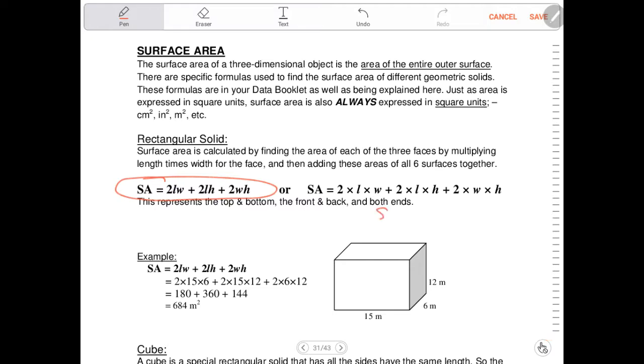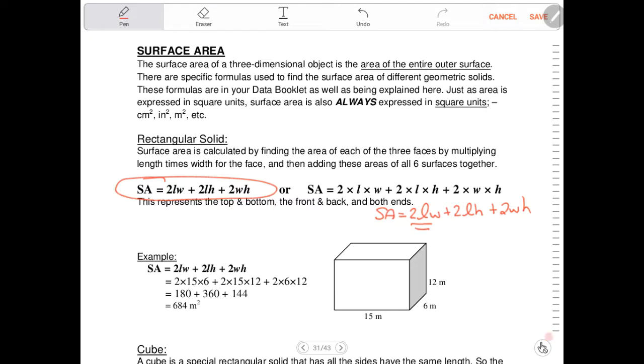As per usual, I always start with my blank formula. 2LW plus 2LH plus 2WH. And you're probably thinking, well, what the heck does all that mean? If I can draw your attention to this piece right here, I'll just focus on that. You'll see that the 2 is right next to the L and the W.